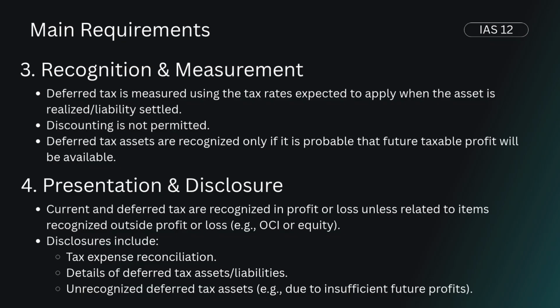Number 4 is presentation and disclosure. Current and deferred tax are recognized in profit or loss unless related to items recognized outside profit or loss, for example, other comprehensive income or equity.